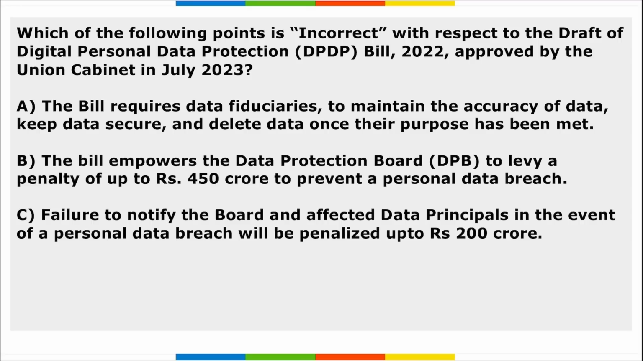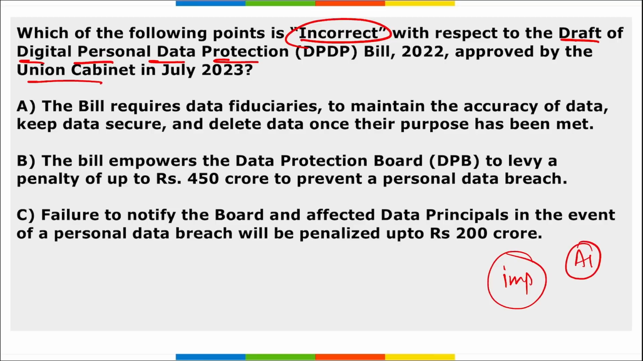Next, which among the following are incorrect with respect to the draft of Digital Personal Data Protection Bill approved by Union Cabinet. So remember, the bill aims to provide consent-based data collection techniques. The bill requires fiduciaries to maintain the accuracy of data and keep data secure, and also delete data once their purpose has been served. And this is an important bill because in this generation we are seeing that data is close to currency, right? Because everything needs data to be fed, and with the launch of artificial intelligence, the data is fed to the artificial intelligence, then only this AI becomes trained. So coming back, which among the following is incorrect?